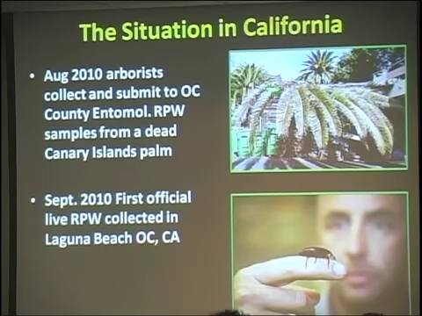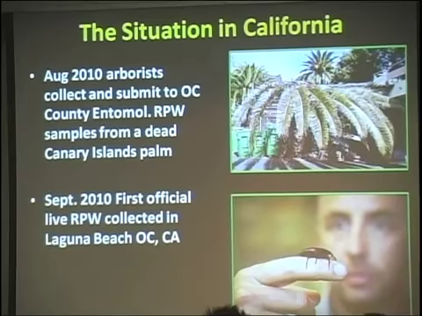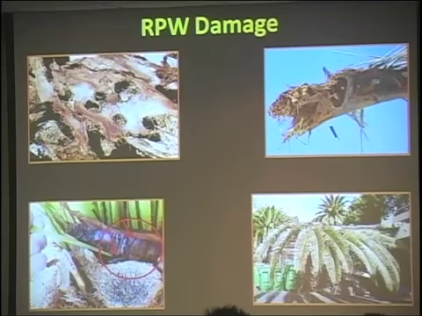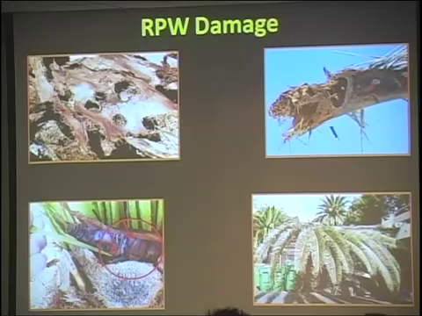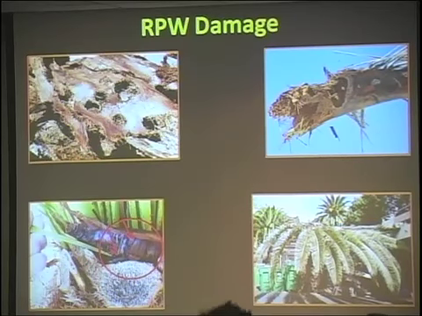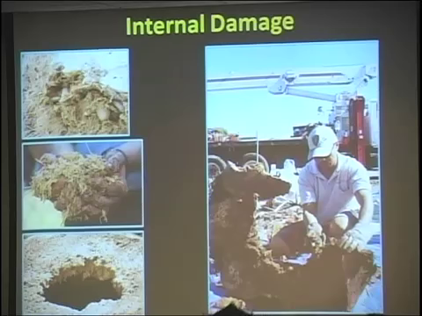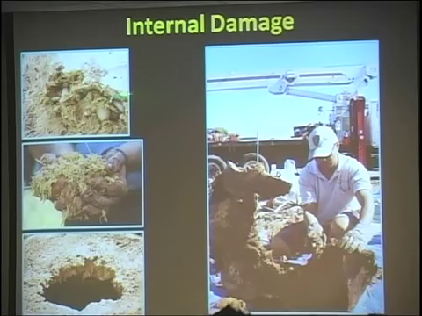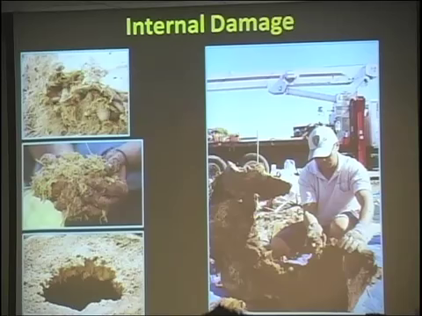And I went down to this tree in September 2010, dug around the inside of it, and found the live red palm weevil. The first official record of red palm weevil in Southern California came from this tree in Laguna Beach. And this is what we noticed, that they do a lot of feeding damage to the bases of the fronds, and they tunnel up through the fronds, they get into the trunk of the tree, and then as the larvae feed inside the tree, you can see there's hundreds of them feeding, they turn the inside of the tree to mush. And that mush ferments and it stinks. It smells like baby diarrhea.